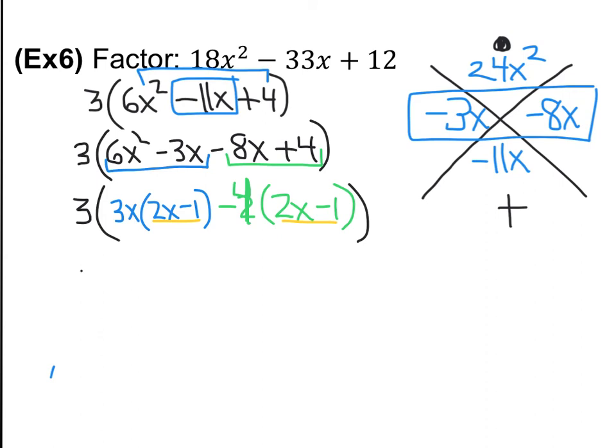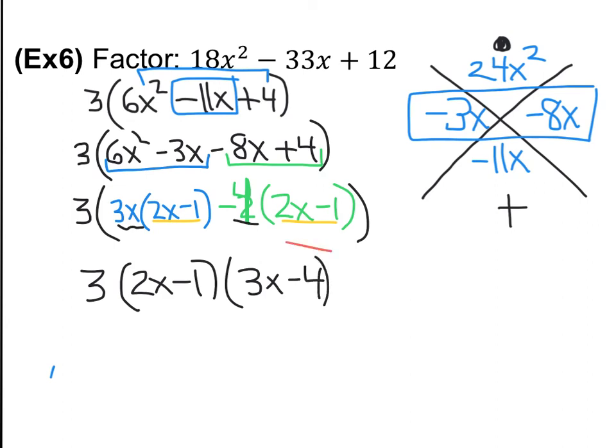So I have a 3. I'm going to take out greatest common factor, 2x minus 1, and we're left with a 3x minus 4. That is my answer. I will circle it. I'll circle it in red pen, and then we do a check. So we write down check.